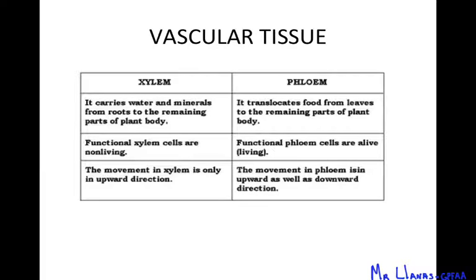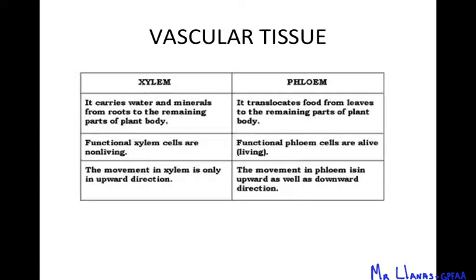Xylem again carries water and minerals from the roots to the leaves, and we need to remember that these xylem cells are non-living. Okay, that's why they're hollow, and it just looks like a hollow tube going up the plant. And the direction of the water and minerals is always up, because it's from the roots to the leaves. Now phloem, on the other hand, moves glucose from the leaves to wherever it needs to go. It is a living cell, okay, and the movement is up, down, and in any direction, really, wherever is needed.